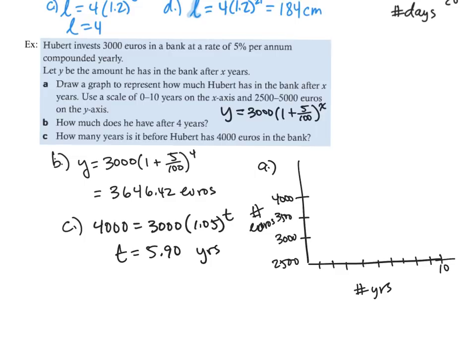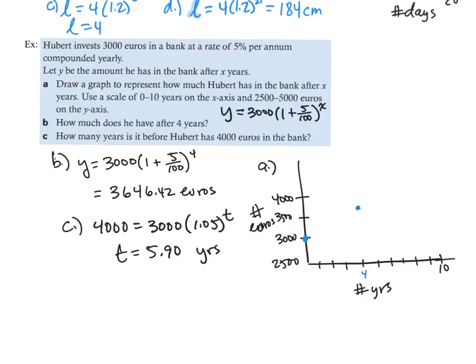Okay, so let's go ahead and plot a couple points that we know. We know that he initially has 3,000 euros. So we can plot the point 0, 3,000. And then we can also plot, remember we figured out how much money he had after 4 years. After 4 years, he had 3,600 euros, a little more than that. So, 1, 2, 3, 4, 3,600 would be right about here.